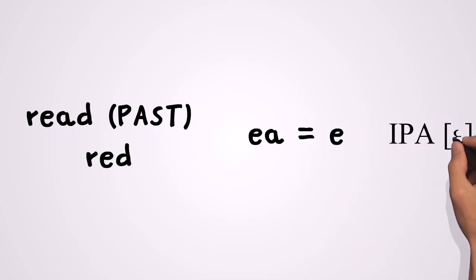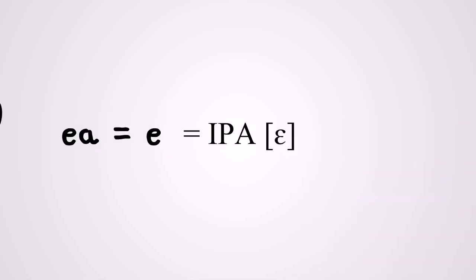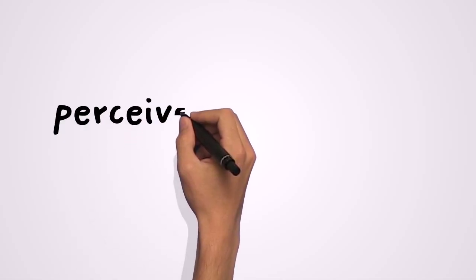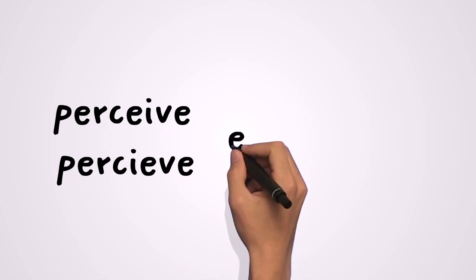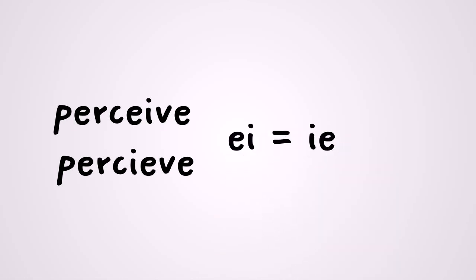Let's look at another example. Take the word red in the past tense. If someone misspelled it like this with just one E, you could learn that EA was equivalent to E in this context, both being pronounced as E. Let's look at one more example. Take the word perceive. If someone misspelled it with IE, you could learn that EI was equivalent to IE in this context, both being pronounced as E.